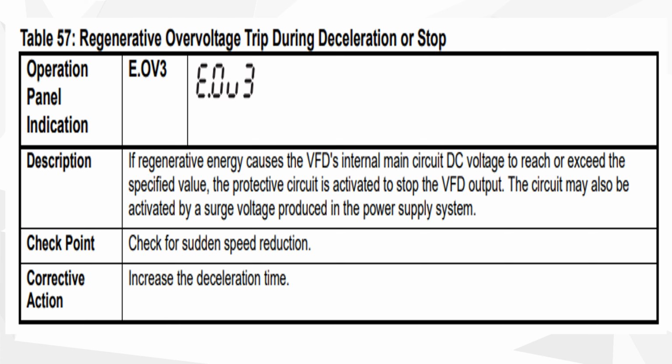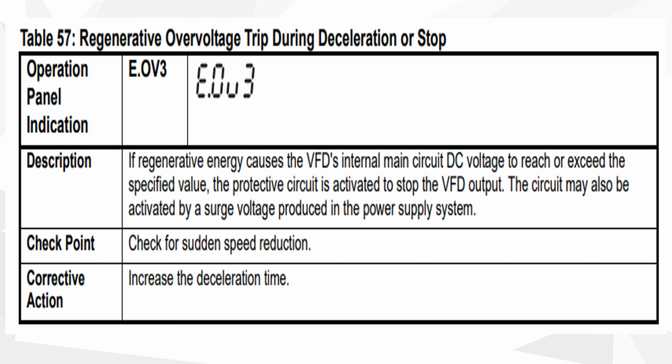Here is one error code E.OV3 regenerative or voltage trip during deceleration or stop. Actually, it is happening when DC voltage is increased in the DC circuit, or it could be because of some surge voltage, some spikes, and some unwanted voltage.